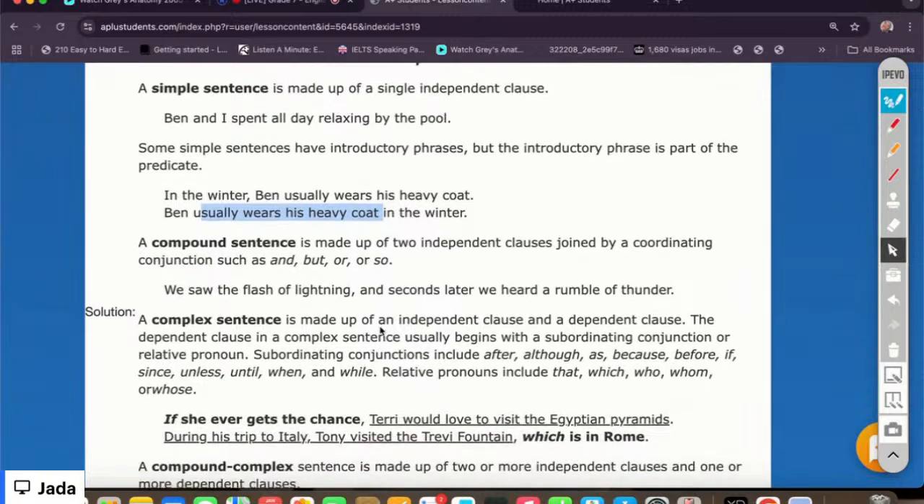a compound sentence. A compound sentence is made up of two independent clauses joined by a coordinating conjunction. We have four coordinating conjunctions, which are and, but, or, so. So all these are the coordinating conjunctions over here. Therefore, a compound sentence is just joined by the two independent clauses. Remember that the independent clauses are the ones that can stand alone as a complete thought.